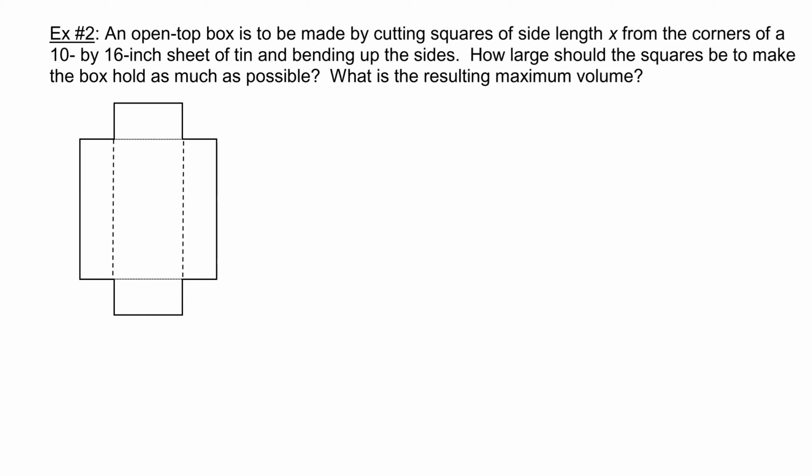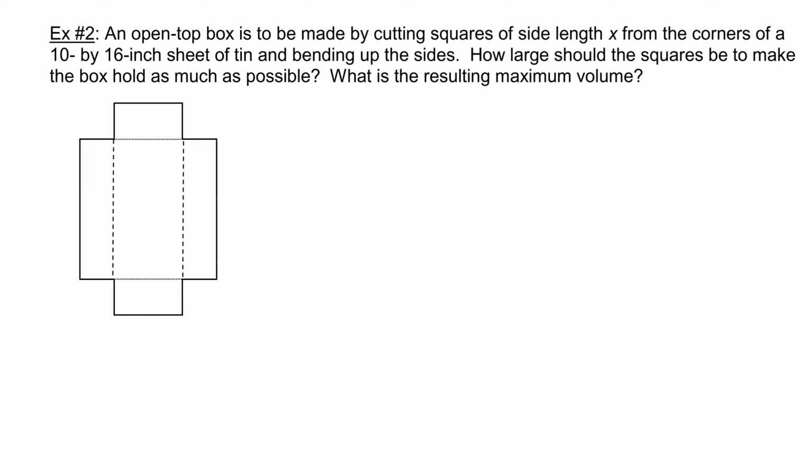So how large should the squares be to have the box hold as much as possible? What's the resulting maximum volume? So we want to maximize volume, but we only have this sheet, right? It's solid 10 by 16. That's all the metal you get. We want to maximize the volume, all right? I want to have as many Krispy Kreme donuts in there as possible, right? I want to maximize the volume.